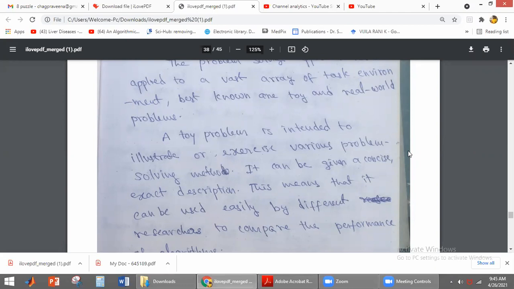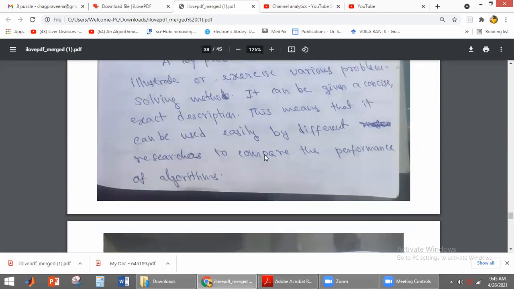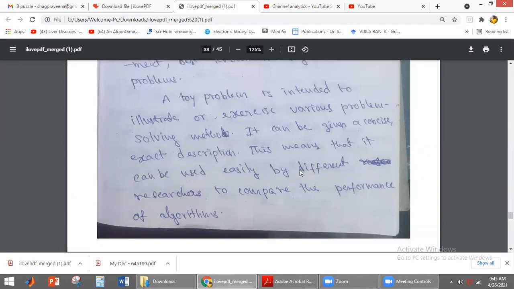It means that many researchers can use these problems to compare the performance of their algorithms. They will be developing different types of algorithms, so to compare the performance of their algorithms, these toy problems will be used, because the toy problems are given an exact description.